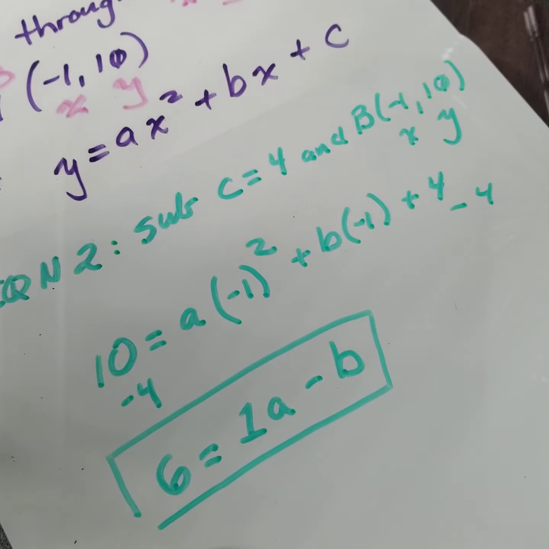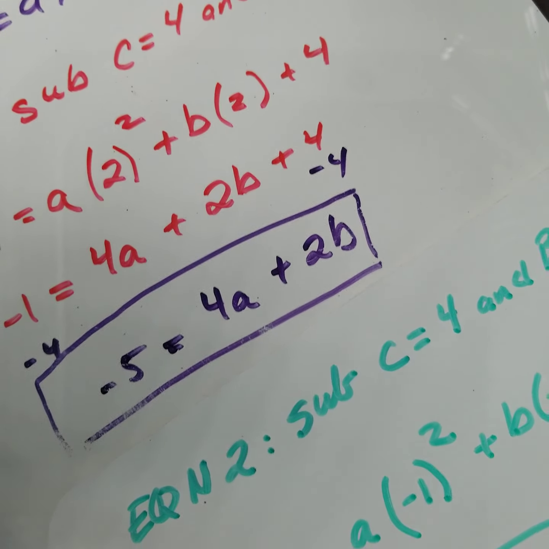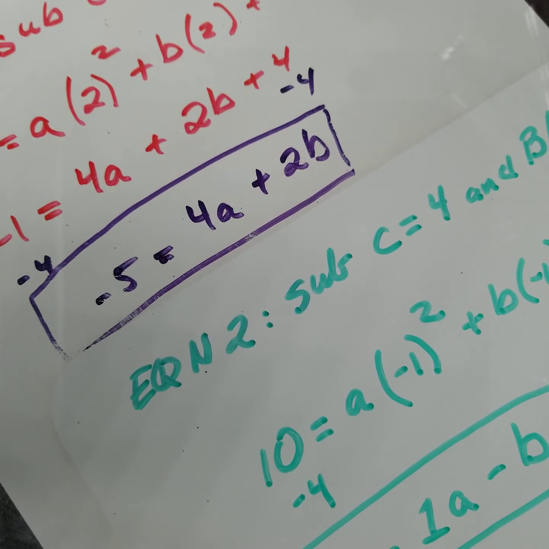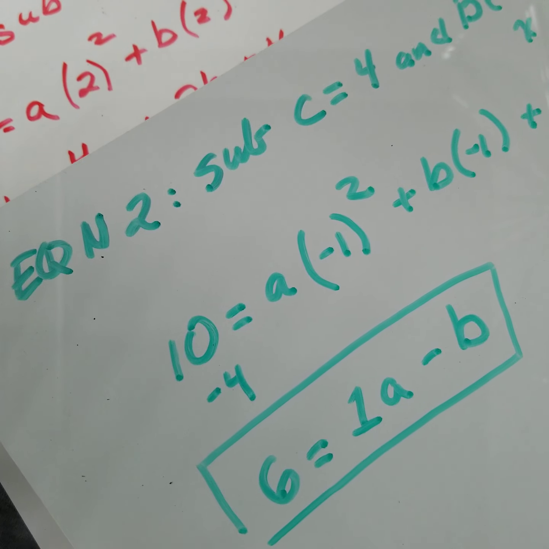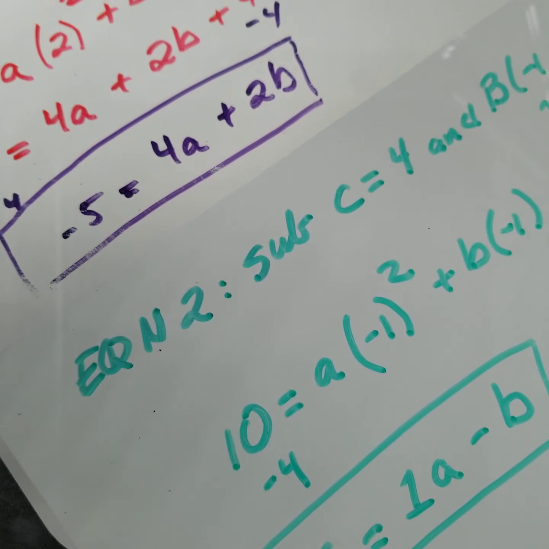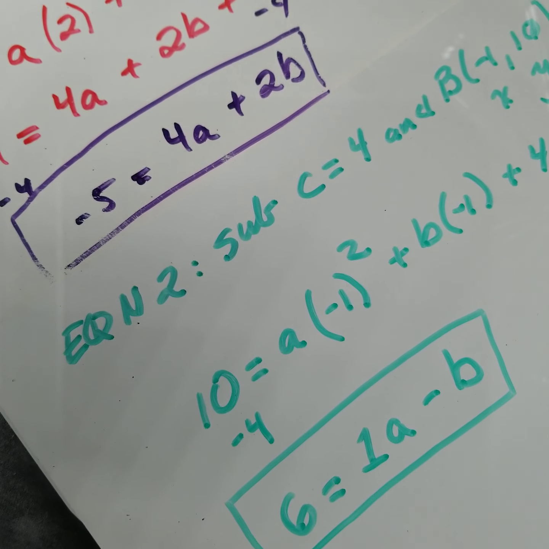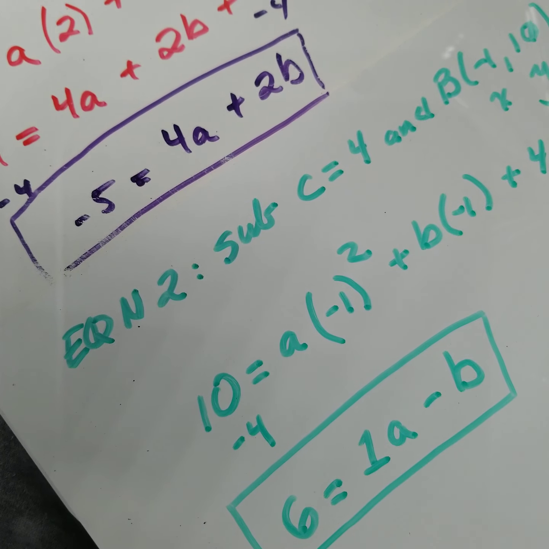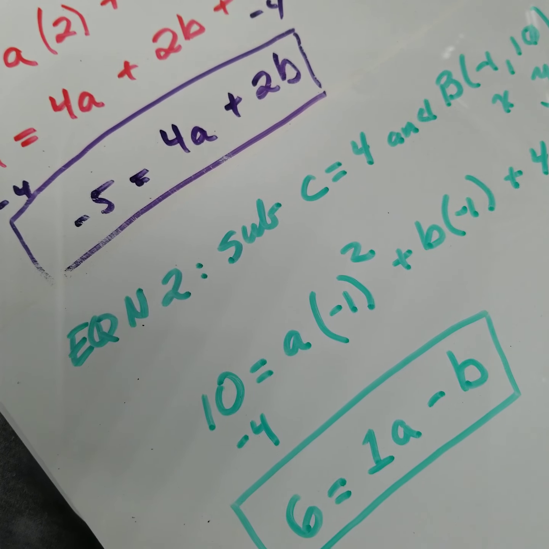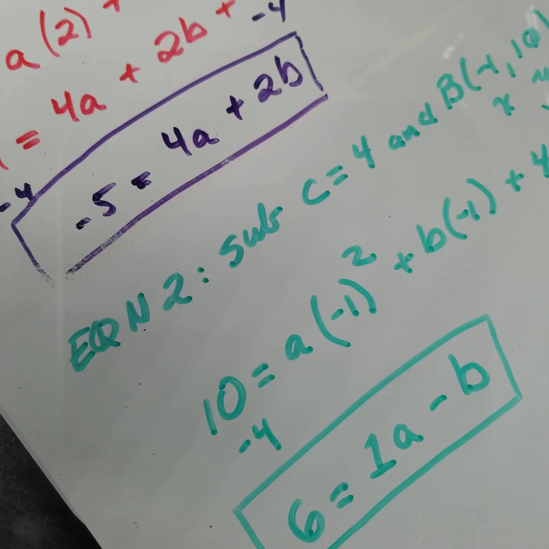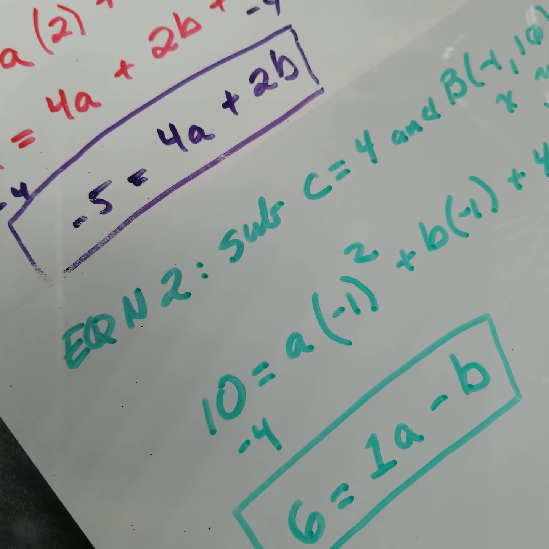So when we look at our expressions, we have two expressions that we were able to simplify. -5 is equal to 4a plus 2b. And then our other one is 6 is equal to 1a minus b. So this is a grade 10 concept using a system of linear equations to solve for two variables. You have two equations, one's purple, one's green. You have two unknowns, which is a and b. So that's perfect. We can solve that using some algebra.